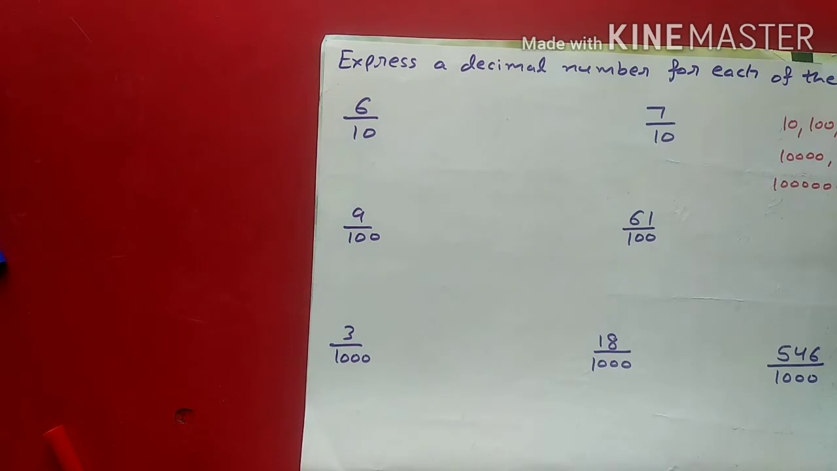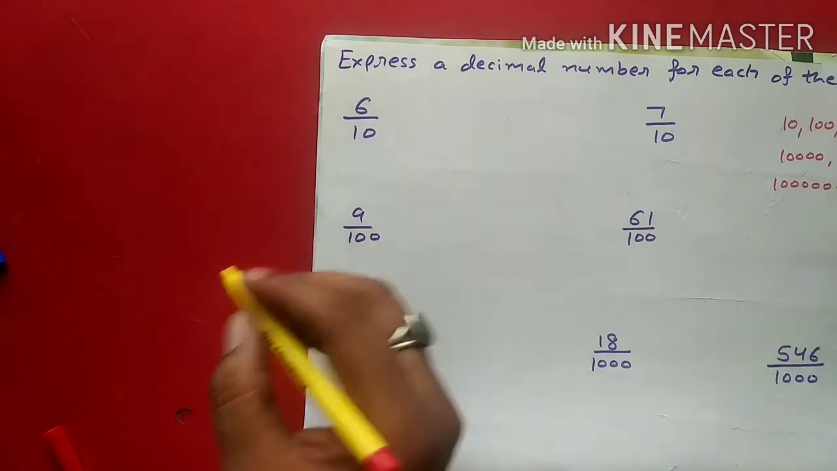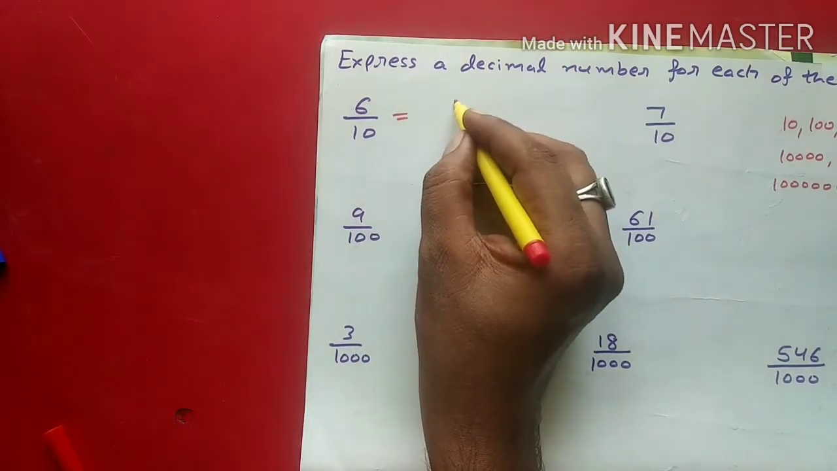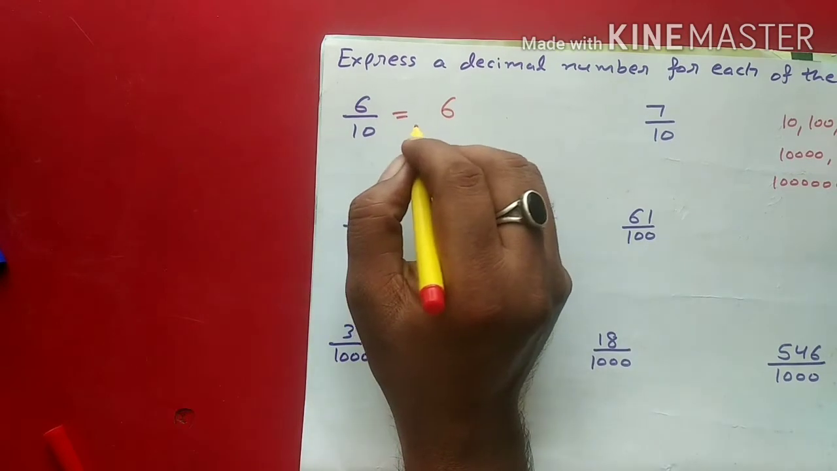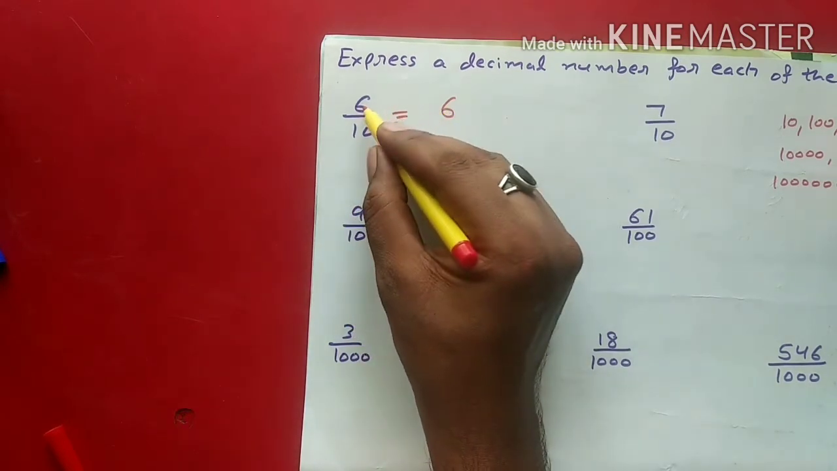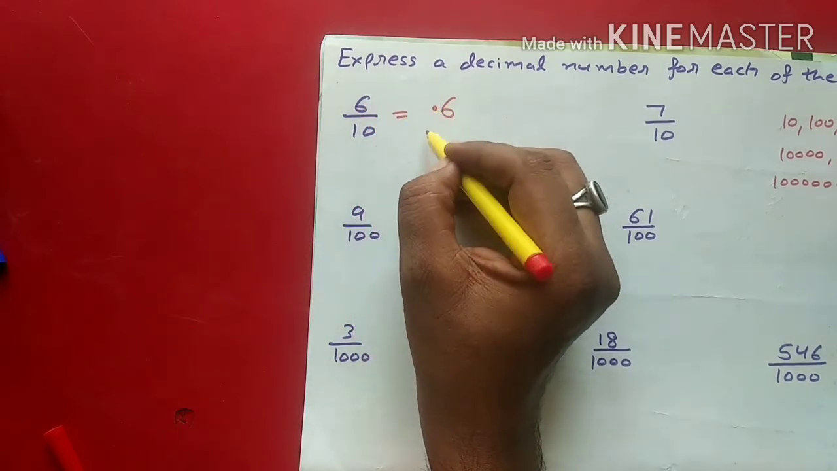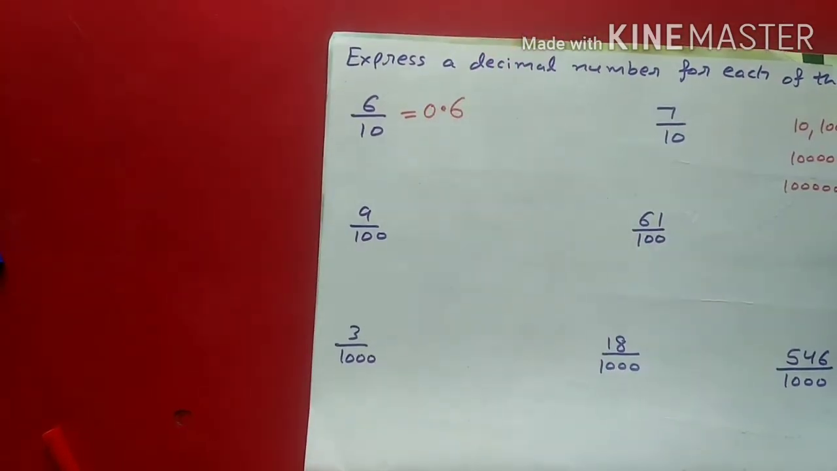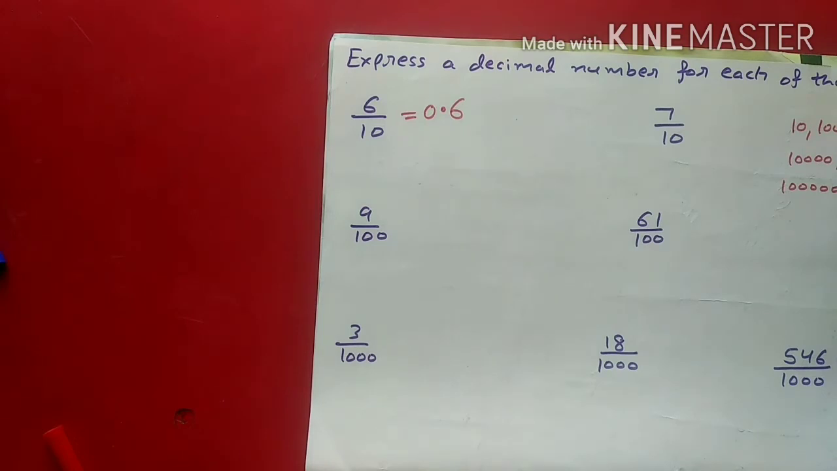So how many zeros are there? In 10 only 1 zero. So I will write this in this manner: after the decimal there should be only one digit. So 6 is the single digit and I will mark the decimal here, and before the decimal we must write 0 to show the presence of the decimal. Okay student, so this is the answer. 6/10 can be written as 0.6.